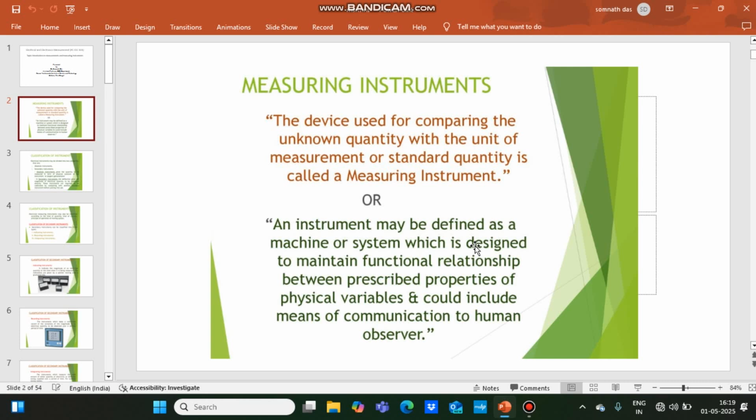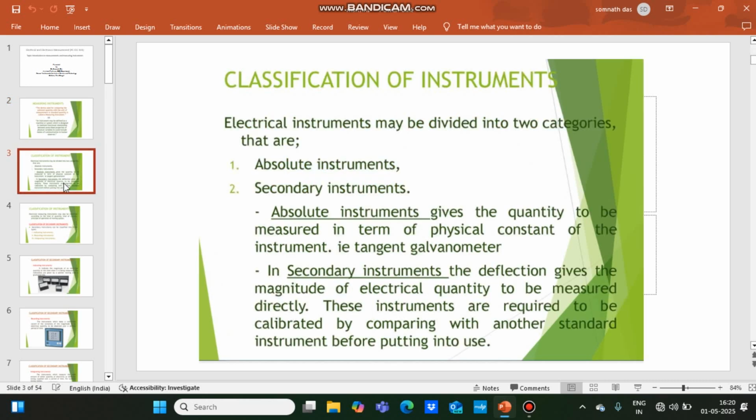Examples of measuring instruments are ammeter, voltmeter, wattmeter, energy meter. In the laboratory, you will find the cathode ray oscilloscope. All these are examples of important measuring instruments. So you understand what is measurement and what are measuring instruments.